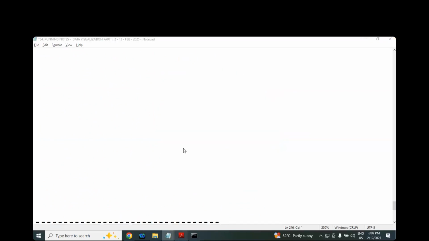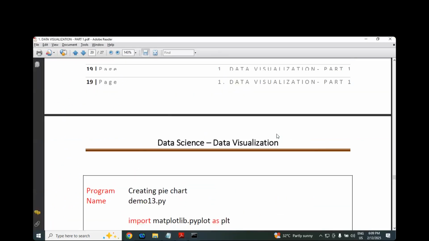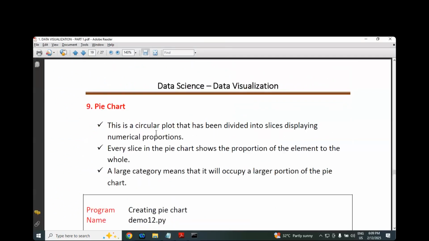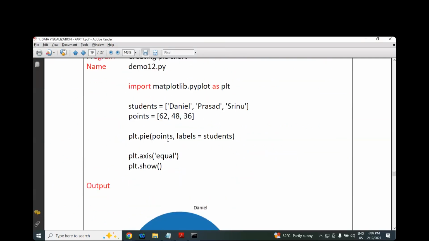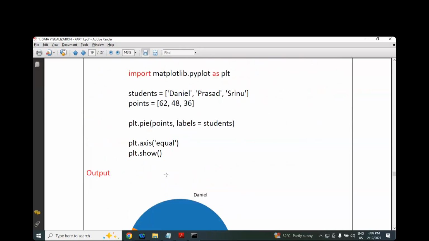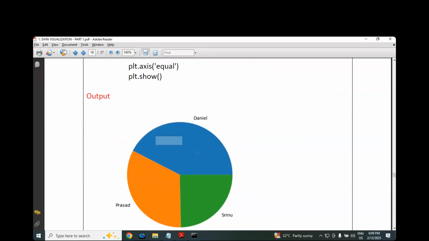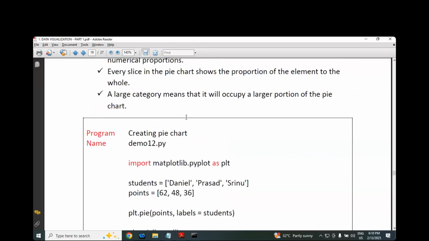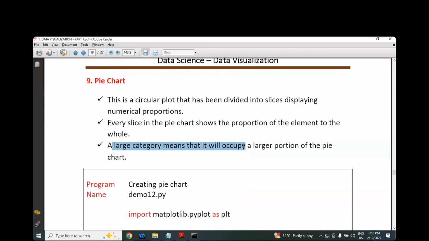That's it. All right, let me explain the theory. A pie chart is a circular plot, a round circle that has been divided into slices displaying numerical proportion. Every slice in the pie chart shows the proportion of an element of the whole data. This one is a separate part out of all the data. Even the diagram we just drew shows this. A large category will occupy a large portion of the pie chart.